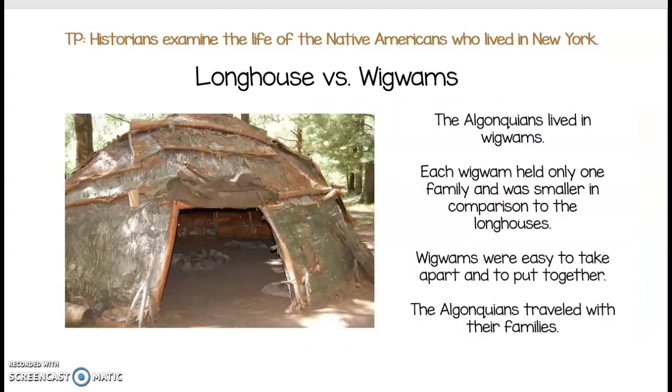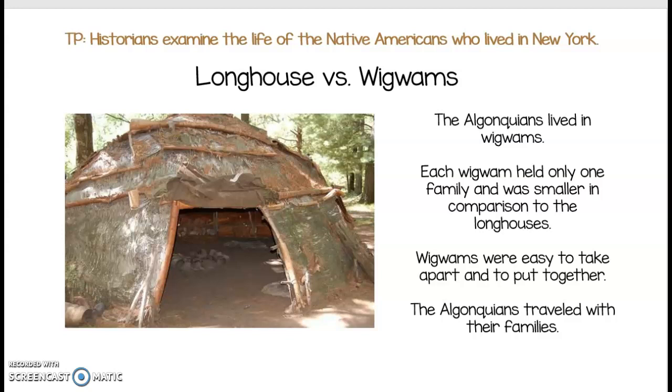The Algonquin, in contrast, lived in houses called wigwams. And these houses were smaller in comparison to the longhouses and usually only held about one family. Now, the reason why they chose to live in smaller temporary houses was because they traveled with their families. So if men went on a hunting trip, the women also went with them along with their children. And they built wigwams because they were easier to take apart and easier to put together than the longhouses. So that's one similarity and one difference that the Iroquois and the Algonquin had.